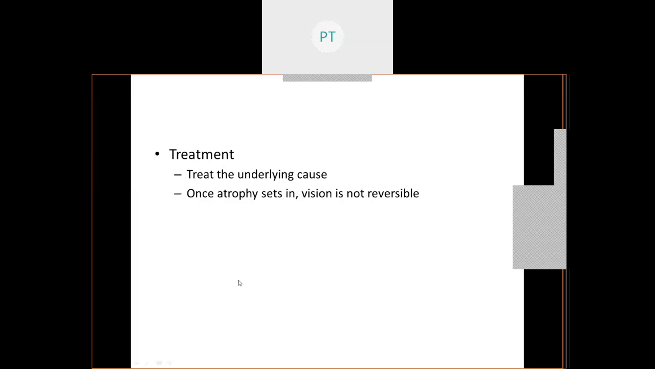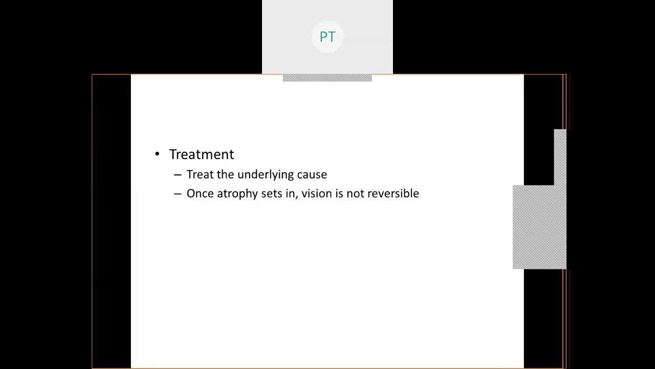Okay, while I'm still remembering, the treatment of optic atrophy is mainly to treat the underlying cause, because once atrophy sets in, vision becomes irreversible. You also have to differentiate it from other causes of disc pallor, which can be non-pathological or pathological. Non-pathological causes include axial myopia, elderly people where there are sclerotic changes, or a large physiological cup with temporal pallor.